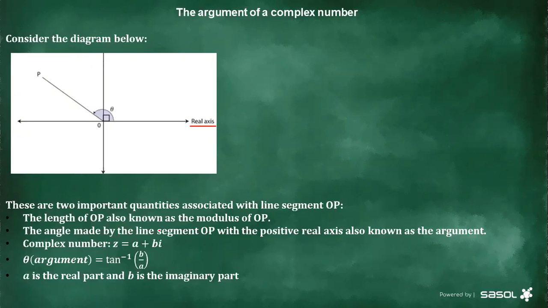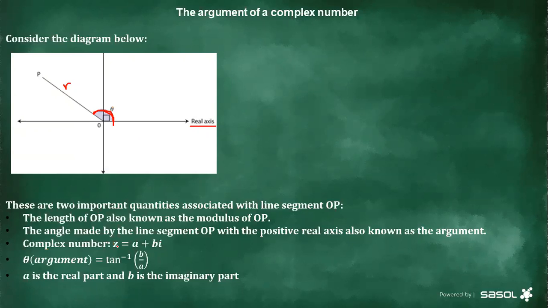They're saying there are two important quantities associated with the line segment OP. The first is the length of OP, known as the modulus, meaning the length of this OP is called the modulus, or we can call it R. The angle made by the line OP with the positive real axis is also known as the argument, meaning this angle here, which is formed between this real axis and this terminal arm, theta, we call the argument. That is the angle that we'll be calculating with you.